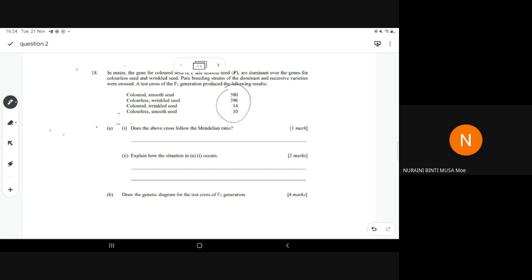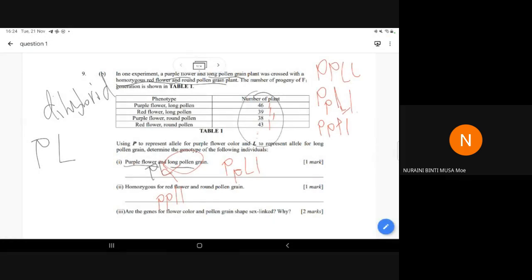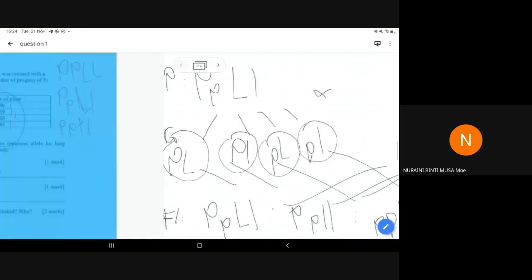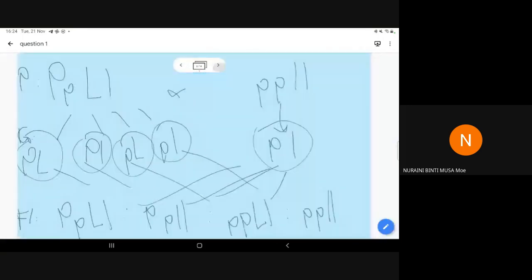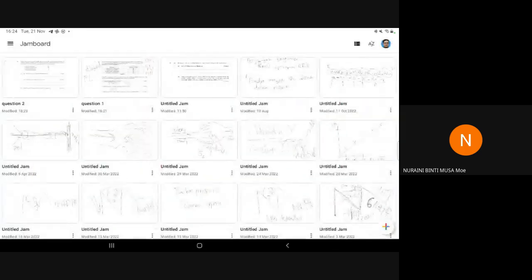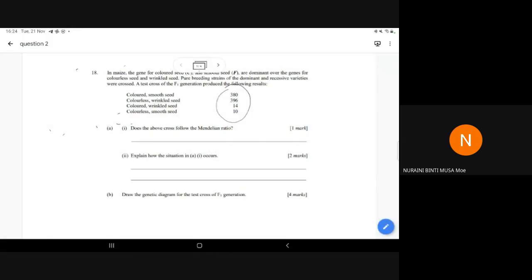Jawapannya ialah tidak. If you remember the, betul Nuraini, tidak. Because if you remember from the previous questions, saya kata Mendelian ratio is 1111. Okay, a test cross for Mendelian ratio is 1111. Manakala soalan tadi yang kita dapat tadi itu is not 1111, it's a different ratio altogether. Okay, that means that for this question, this does not follow the Mendelian ratio.